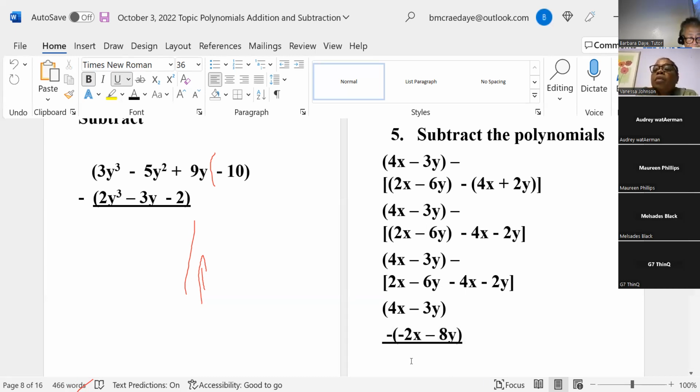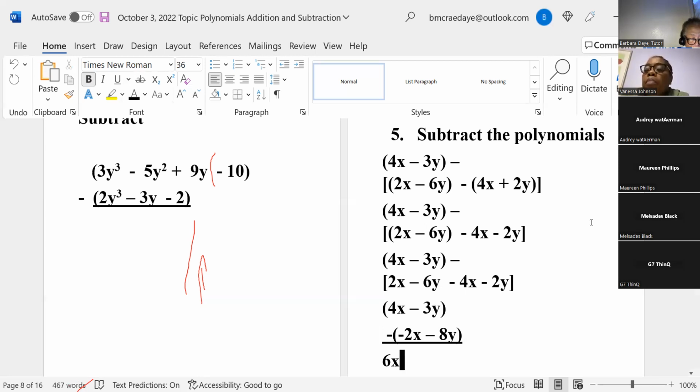What is that equal to? Negative 2, the minus is going to make this a plus 2. So what's negative 4x and 2x? 6x. 6x? Yeah, 6x. That's it. And what would the y be equal to?